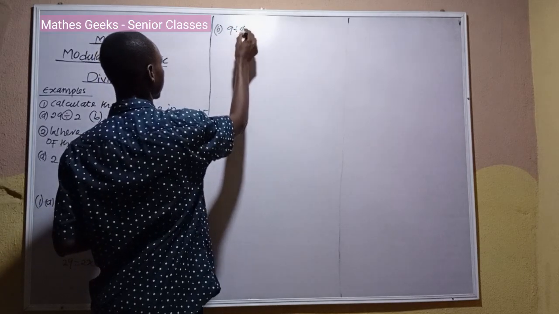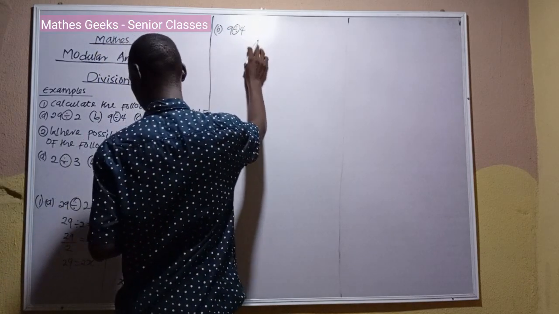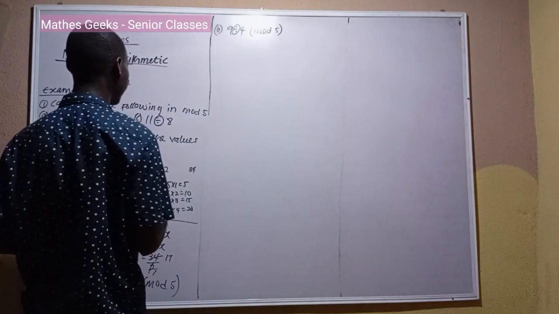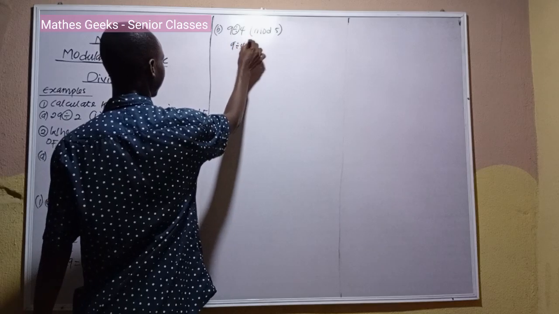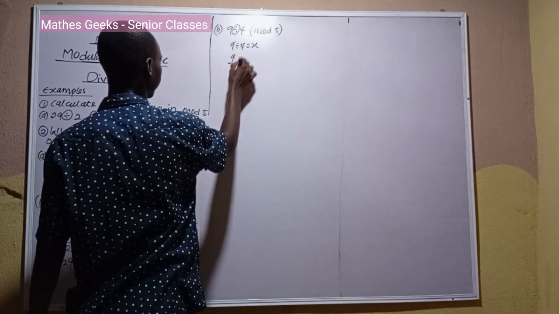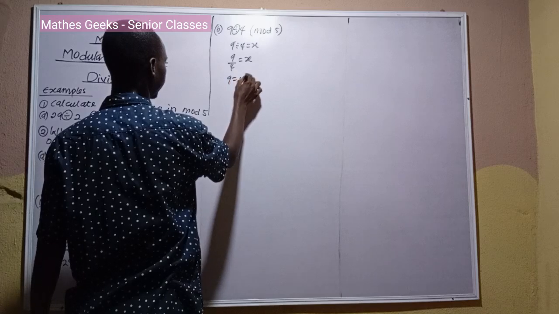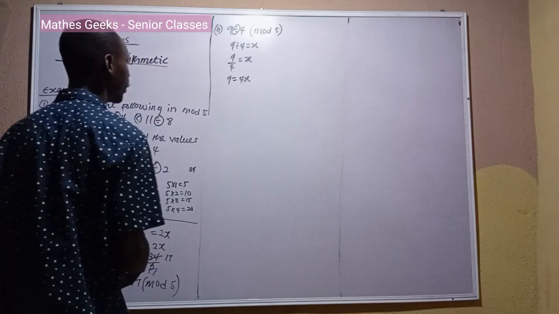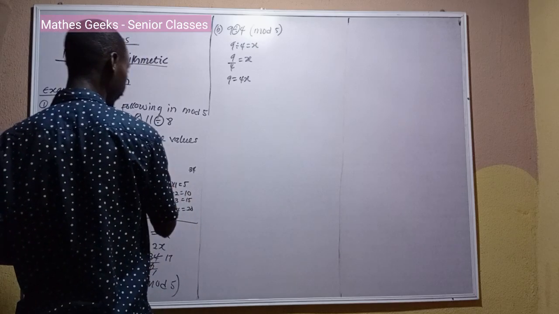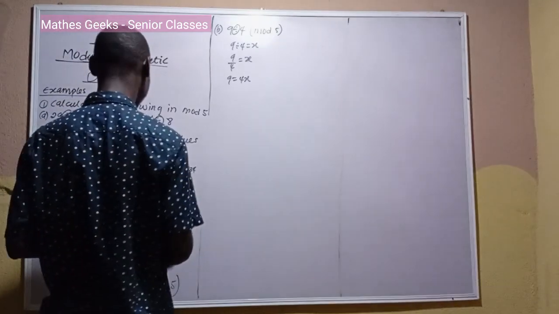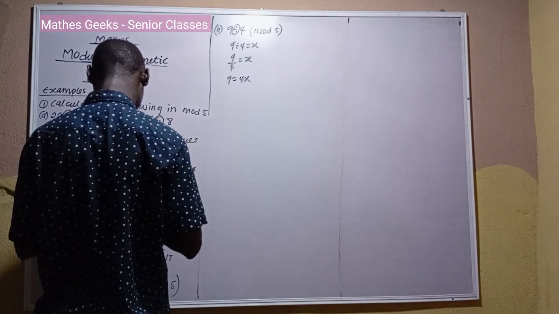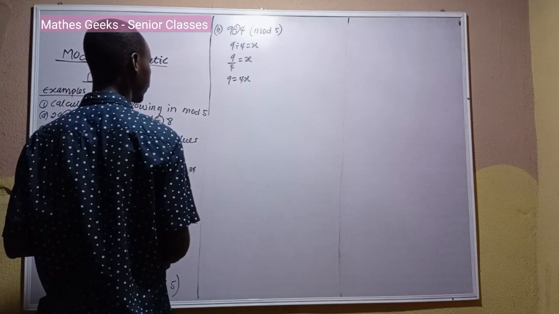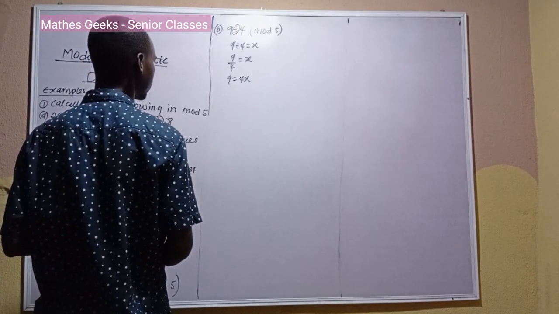9 divided by 4 in mod 5. 9 divided by 4 is equal to x. 9 over 4, x. 9 is equal to 4x. So we need a multiple of 5 that when added to 9 will be divisible by 4. 5 times 1 is 5. 9 plus 5, 14. 14 is not divisible by 4. 5 times 2 is 10. 10 plus 9.